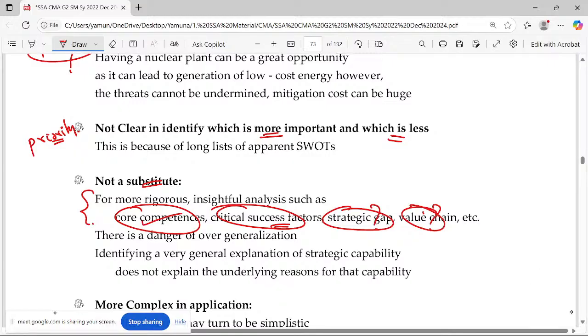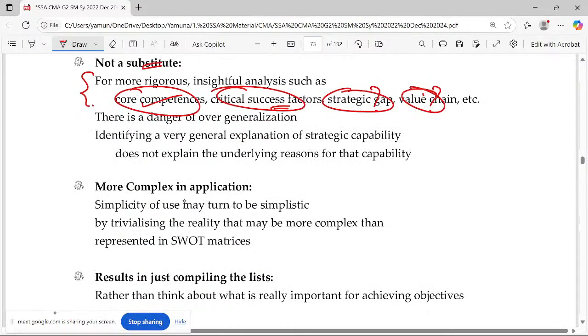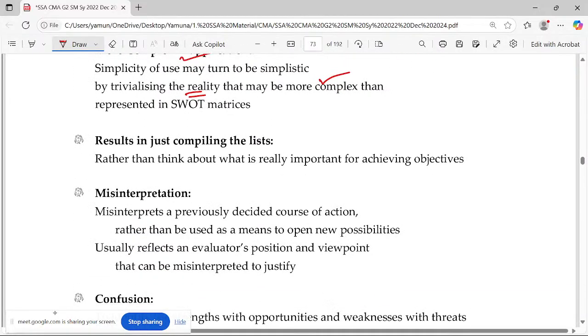And it is complex in application. Actually, it's easy to analyze. Theoretically it's easy, but practically, if you go for applying or implementing, it's not so easy. The reality may be more complex to understand, and it also results in just compiling a list. In most cases, SWOT analysis is nothing but going through four steps, writing all the strengths and weaknesses, and that's over. The problem is implementing it.